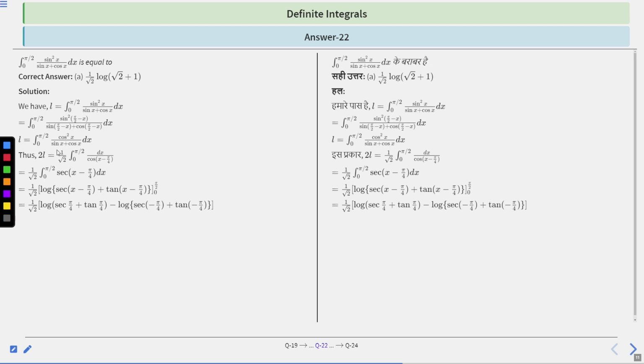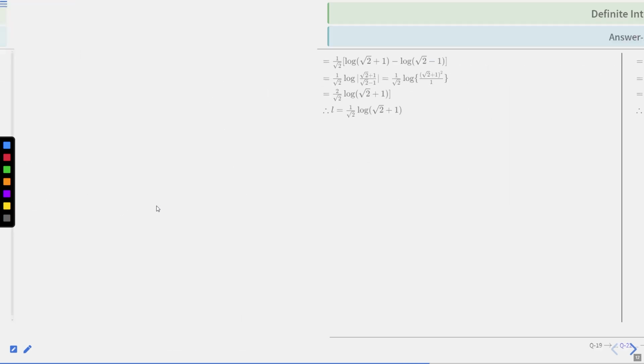Thus 2I is equal to 1 by root 2 integral from 0 to pi by 2 of dx upon cos (x minus pi by 4). Therefore, it is equal to 1 by root 2 integral from 0 to pi by 2 of sec (x minus pi by 4) dx. So 2I is equal to 1 by root 2 log |sec (x minus pi by 4) plus tan (x minus pi by 4)|, and the limit is from 0 to pi by 2, right? So the answer will be 1 by root 2 log |sec pi by 4 plus tan pi by 4| minus log |sec (minus pi by 4) plus tan (minus pi by 4)|, right?